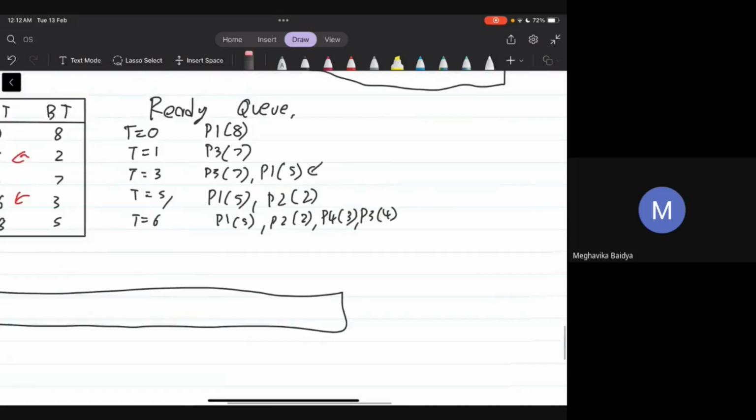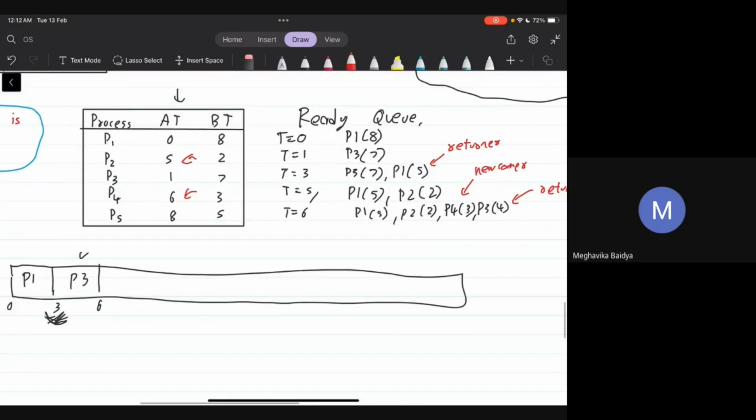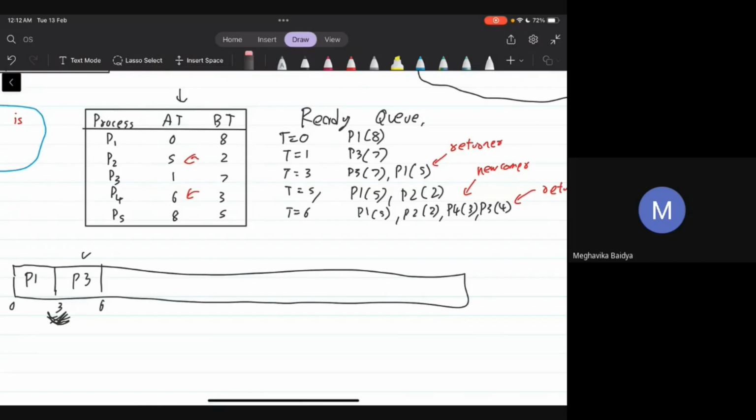So just keep in mind that this is the newcomer and this is the returning from CPU. And same thing here, the P1 here was the returning from CPU. Okay, got it. So let's draw the Gantt chart simultaneously.